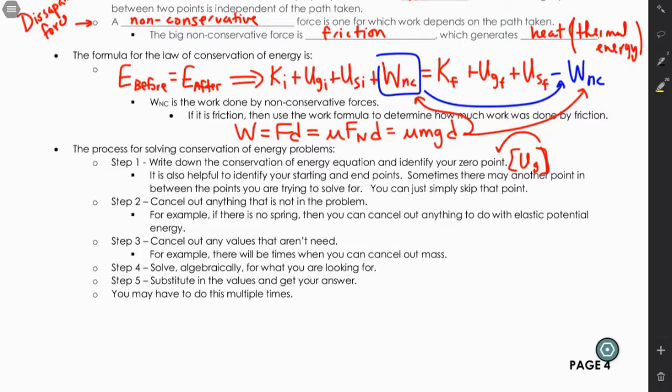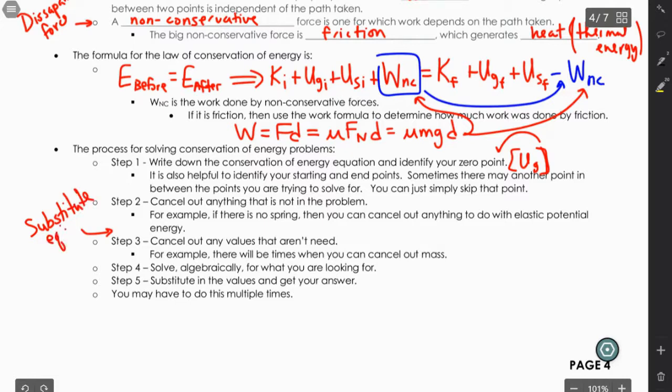All right, step two, cancel out anything that is not in the problem. So for example, if it doesn't involve springs, anything with an S, you can cancel out, right? If there's no friction or there's no non-conservative force, you can cancel out W sub NC, okay? And then you're going to cancel out any values that are not needed, right? And so I guess I forgot to put in here, in between steps 2 and 3, you're going to substitute the equations.